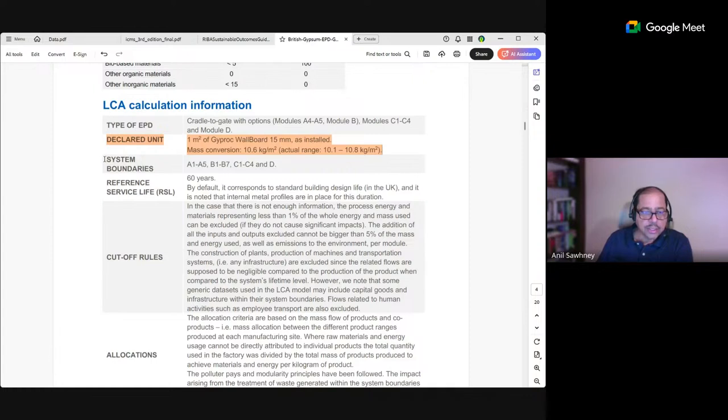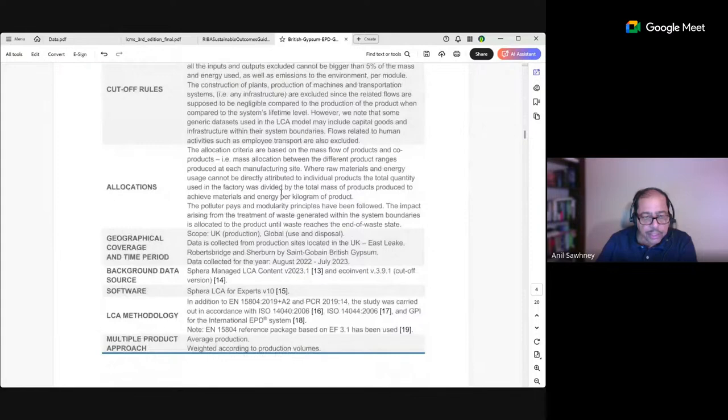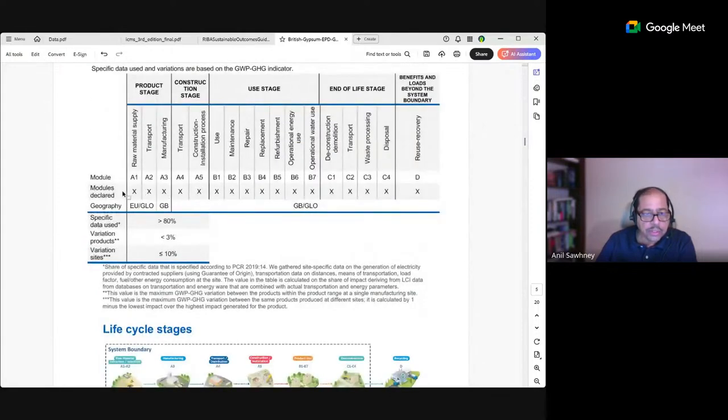This one has extensive information available, which is not very common right now. This EPD uses a 60-year service life, RSL of 60 years, and is able to give you A1, A2, A3, A4, A5, B1 through B7, C1 through C4, and D, which is amazing, not easily found. So I picked this example because of the wide range of availability. You can see all modules listed here are declared in the EPD.